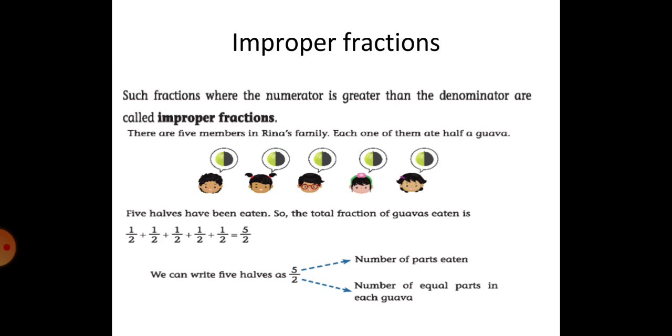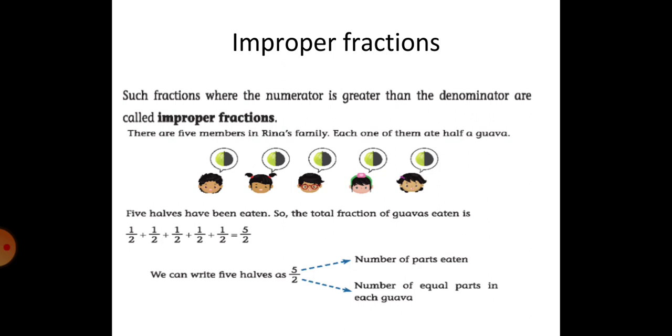So 1 by 2. The first person has eaten 1 by 2 of the guava. Then the second person has eaten 1 by 2. Then 1 by 2. Then there are 5 halves, right? So 5 times 1 by 2. Then if you add everything together, it is, yes, 5 by 2. See, we can write 5 halves as 5 by 2.